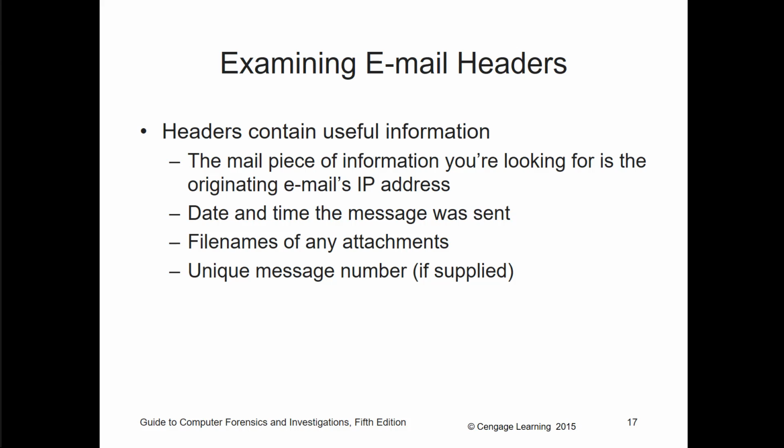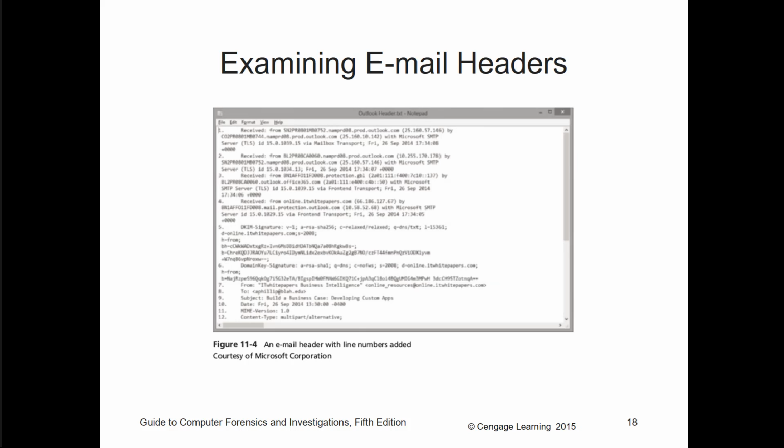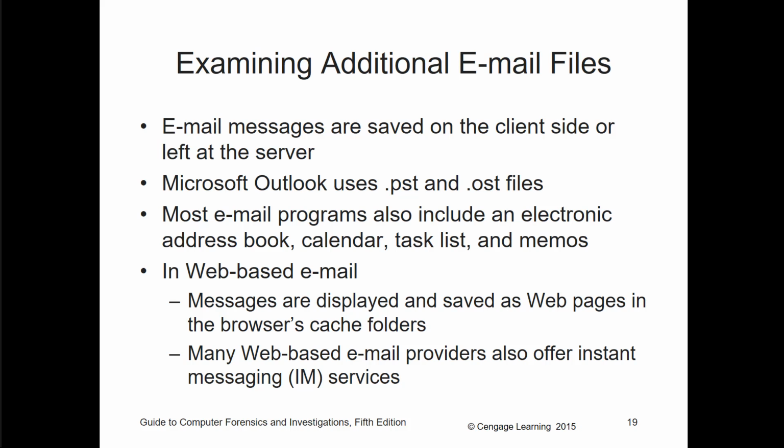Headers contain very useful information. The main pieces of information you're looking for are the originating email's IP address, date and timestamps, if there are file names using attachments, are there unique message numbers? Sometimes there are. At least if you're able to get it into Notepad, you can actually break it down by sections. If you're looking at the additional email files, like the attachments, again, you can actually look at them through copying of the messages and things like that.